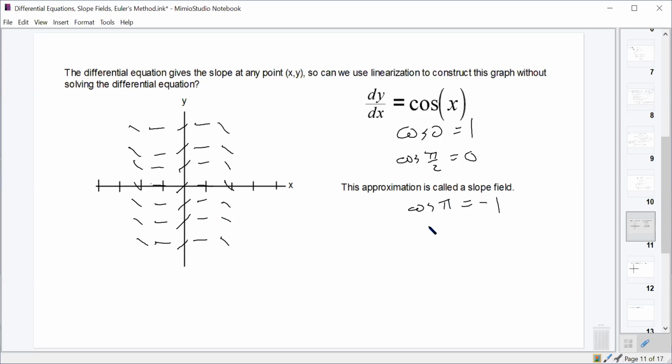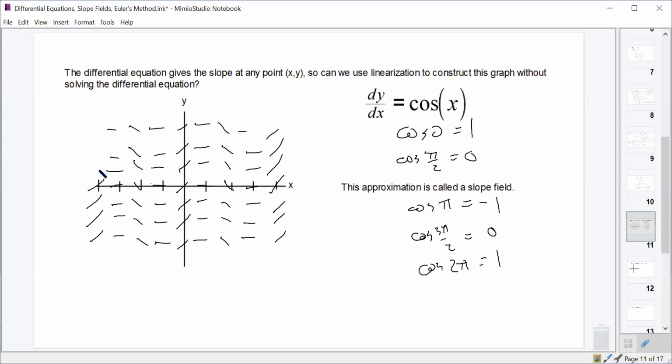And 3 pi over 2 would give us what? Back to 0, as with negative 3 pi over 2. And 2 pi and negative 2 pi bring us right back to 1.